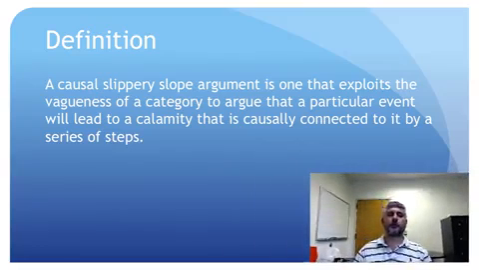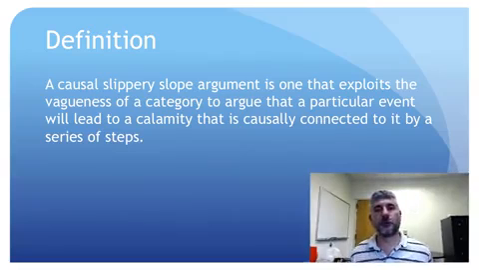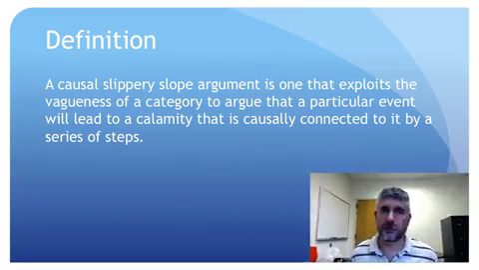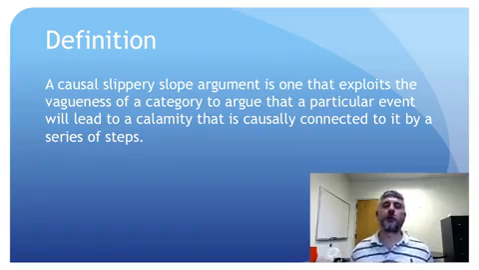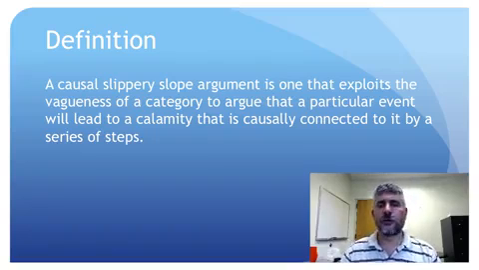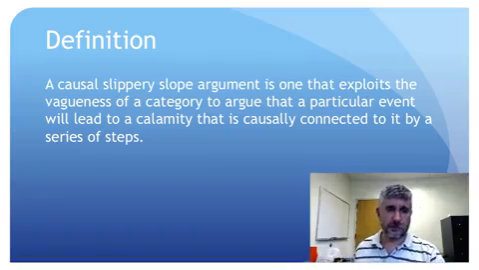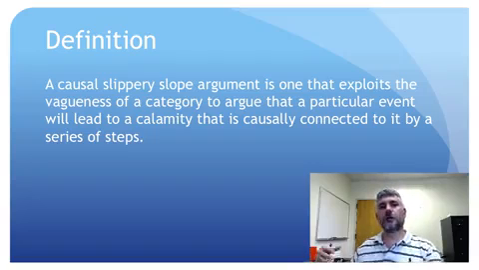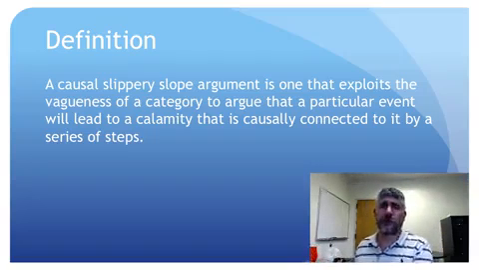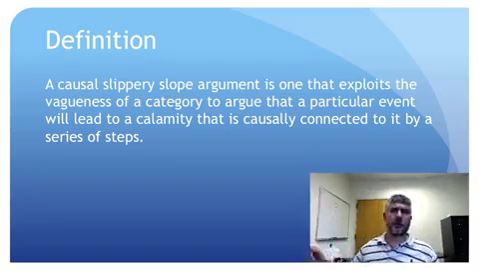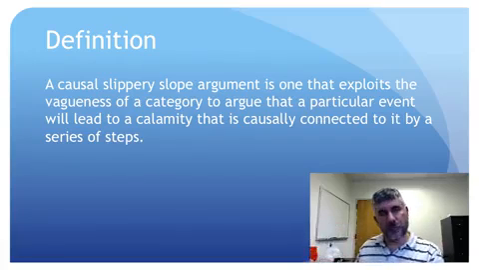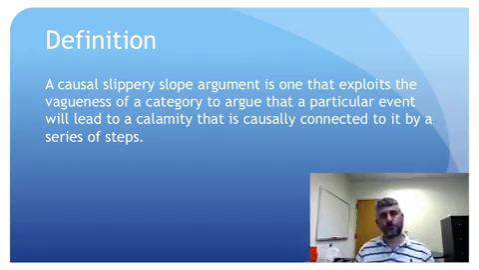Here's the definition. A causal slippery slope fallacy, or causal slippery slope argument, because all fallacies are arguments, is one that exploits the vagueness of a category to argue that a particular event that you're considering, maybe a course of action that you're considering performing, or maybe just an event that you're imagining, will lead to a calamity that's causally connected to that event by a series of steps.